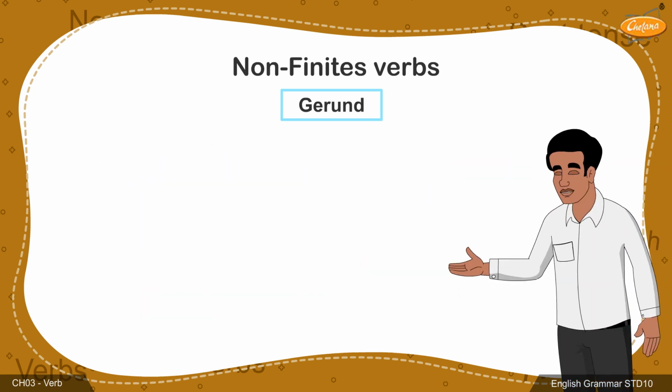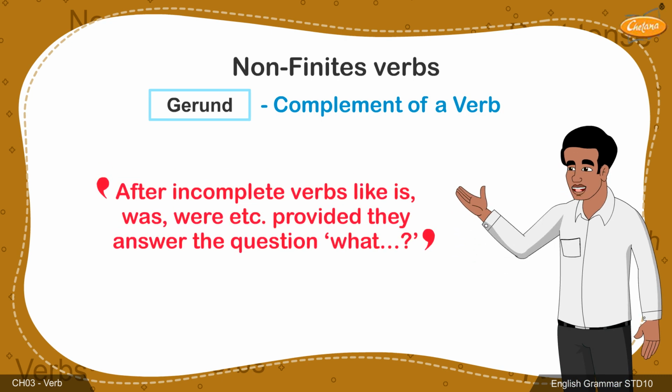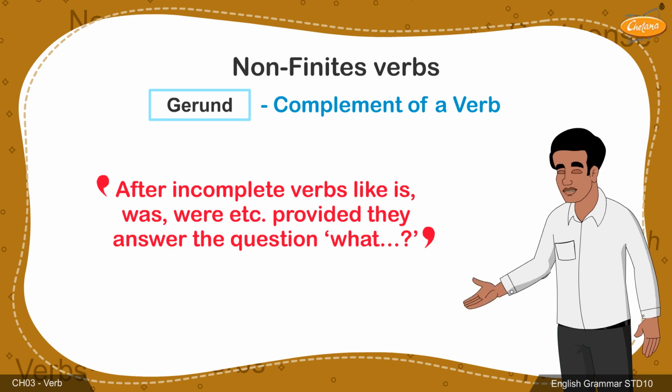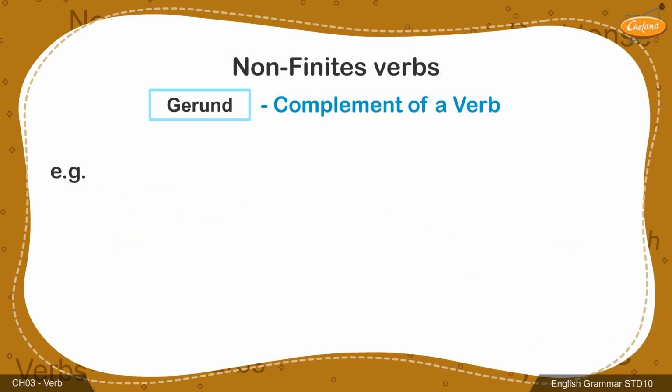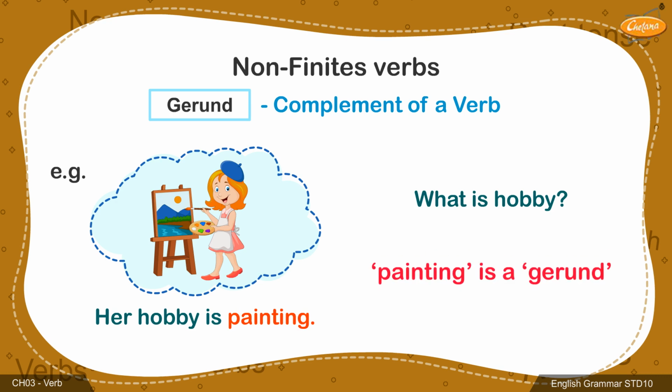A gerund can also be used as a complement of a verb, that is, after incomplete verbs like is, was, were, etc., provided they answer the question what. For example, her hobby is painting. In the given sentence, a question can be asked, what is the hobby? And we would get painting as the answer. Thus, the word is a gerund.